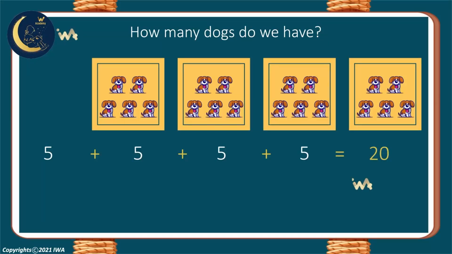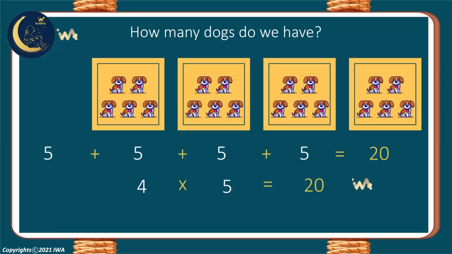Wonderful. Now, let's write the multiplication sentence that presents the total number of puppies. How do we write the multiplication sentence? Brilliant. We write the number of groups multiplied by the number of objects in each group. How many groups do we have here? 4. Well done. Now, we multiply it by the number of objects in each group. How many objects do we have? 5. So now we have 4 multiplied by 5 equals 20. So we have 20 puppies.